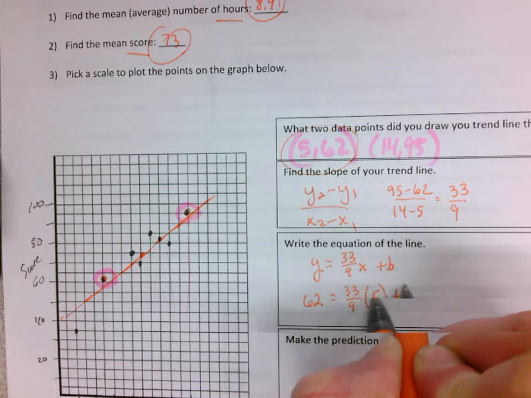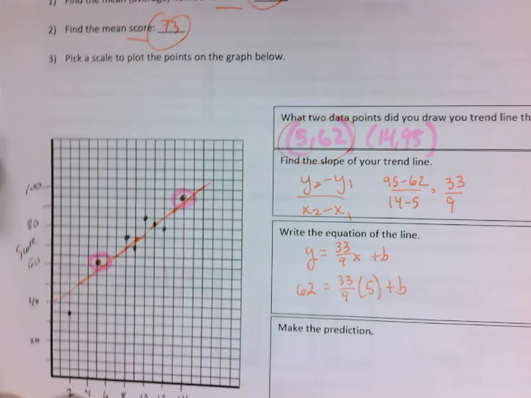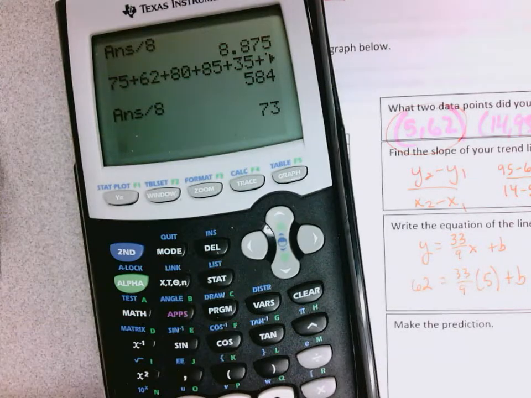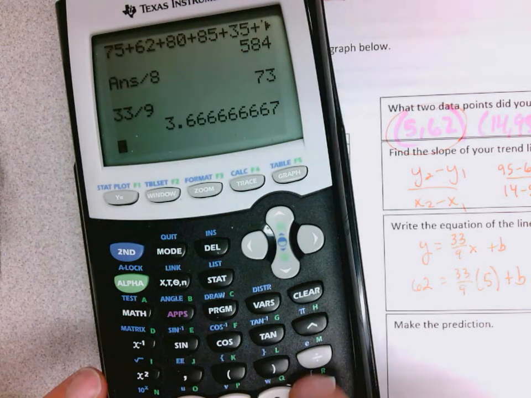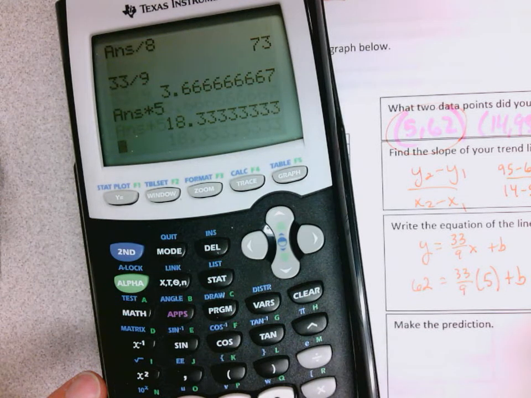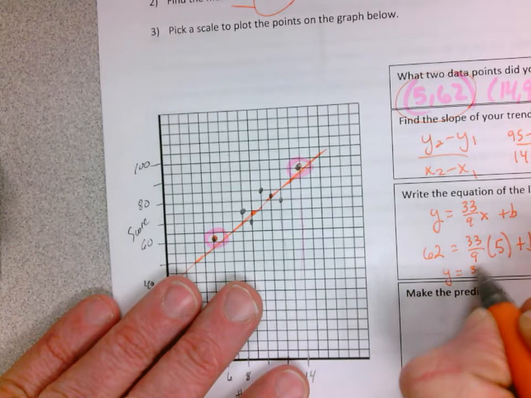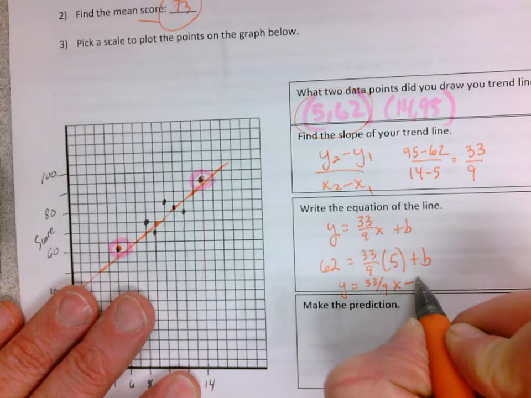Calculate that. So it's 33/9 times 5. So I'm going to take 62, so about 43.7. So y equals 33/9 x minus 43.7.